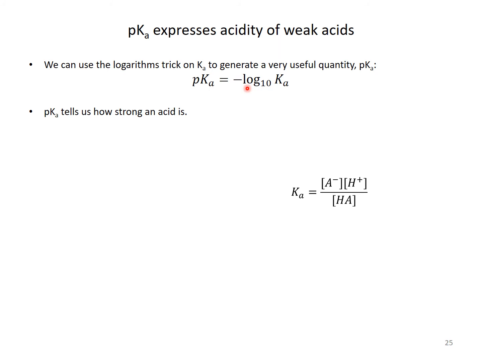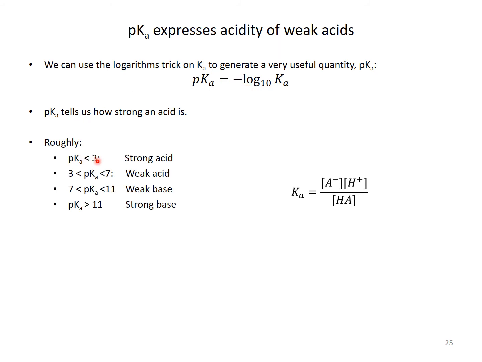So if a solution has a pKa of less than 3, that is a strong acid. Anything in between 3 and 7, it is a weak acid. 7 to 11, a weak base. More than 11, it is a strong base. So whenever pKa is small, it means it is an acidic solution. Why is it so? Because you have a negative sign here, which means when this value is small, Ka must be big. And if Ka is a big value, it means you have more conjugate base along with the hydroxonium ions. So the more H positive you have, it means it is a more acidic solution.